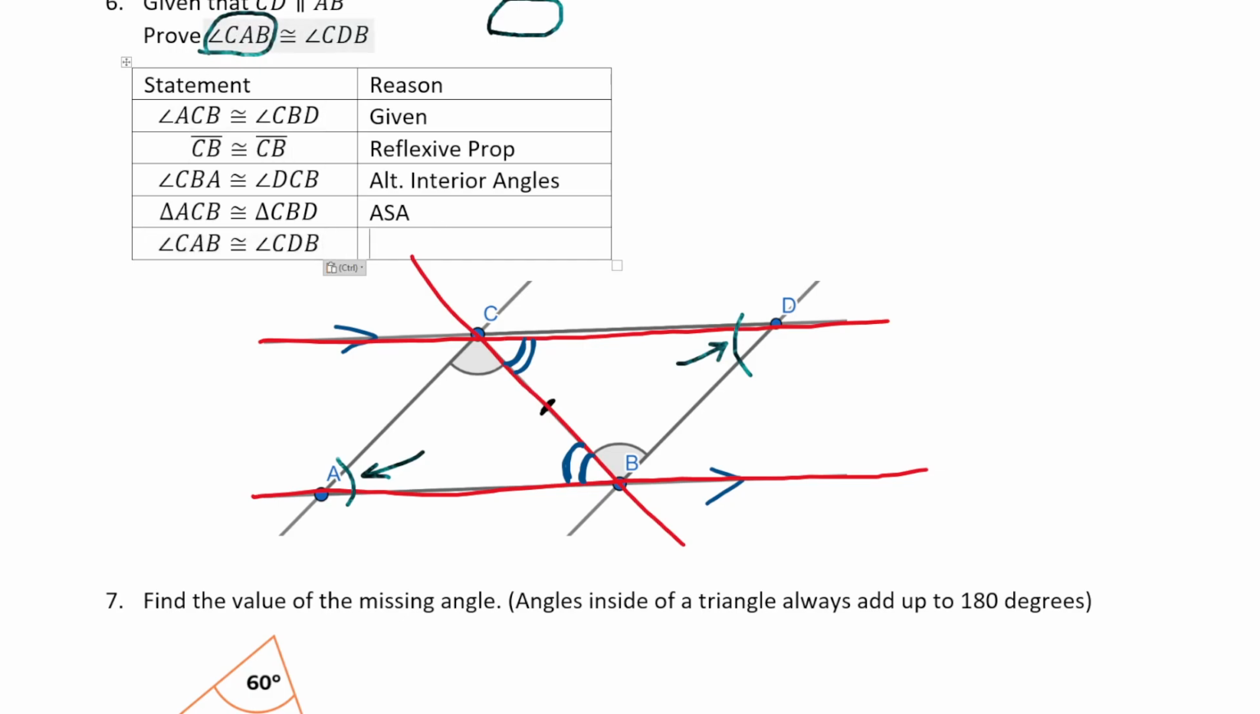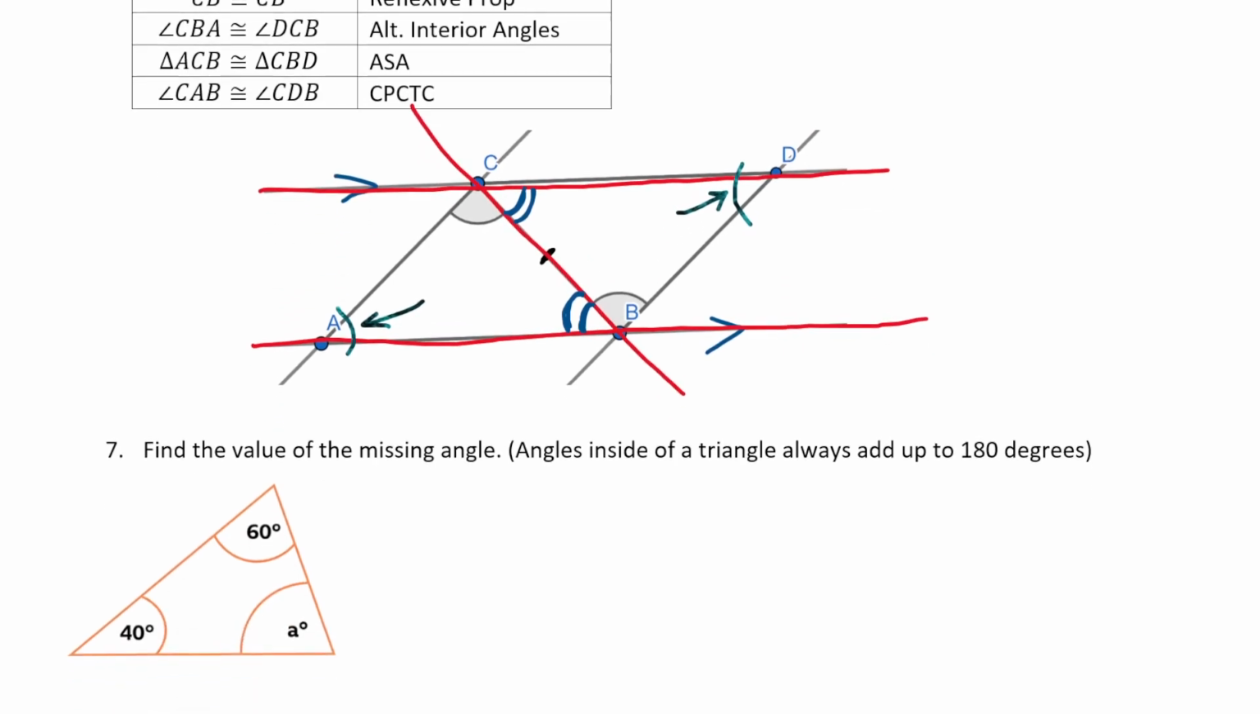This is what I want to prove, so it's definitely the thing that you want to prove, it's always going to be in the end of the proof, okay? And the reason for this is again CPCTC. And that's it. We are done with proof number 6. Okay.